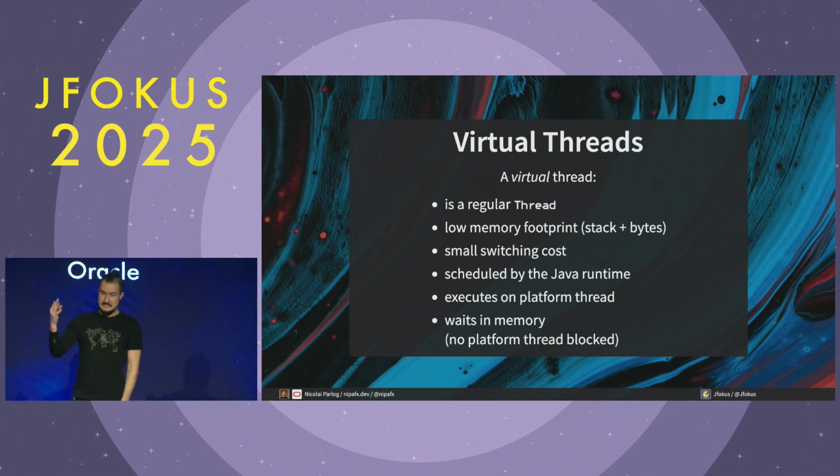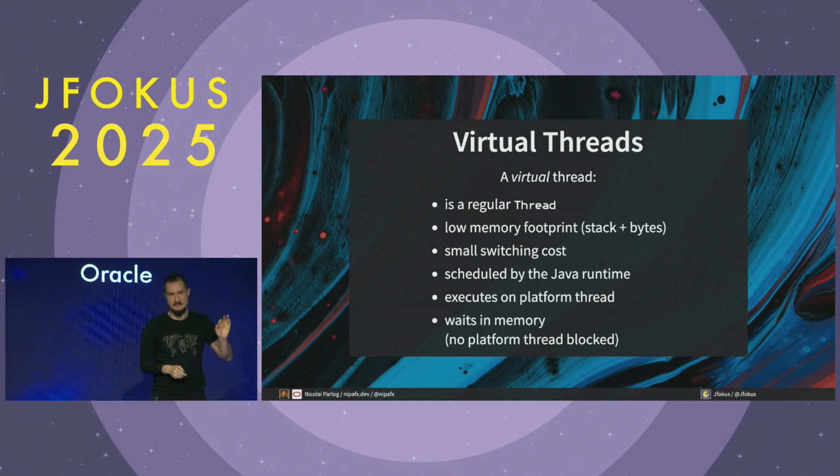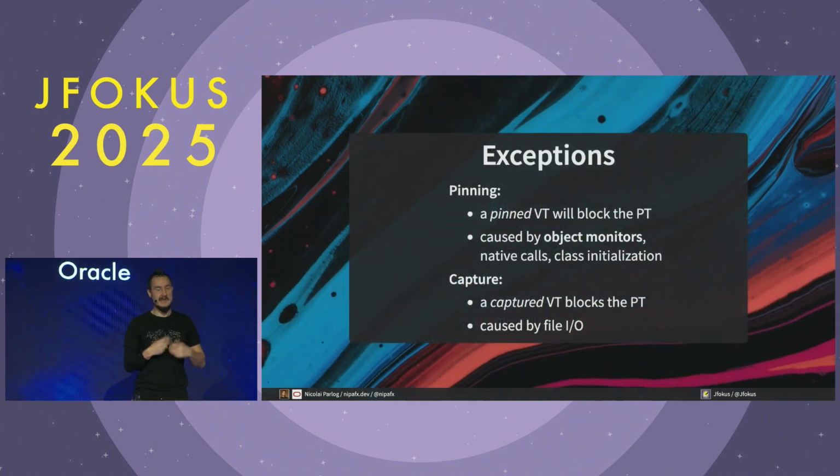So a virtual thread is a regular thread that has a low memory footprint. It's basically just the stack that you always have and then some bytes, with small switching costs. It's scheduled by the JVM, and so on. The important part is it waits in memory, and no expensive platform thread is blocked. Now, there's a little caveat there. That's not entirely true. There are a few cases where this desired behavior does not actually materialize. And there is a difference between pinning and capturing, but I will spare you the detail.